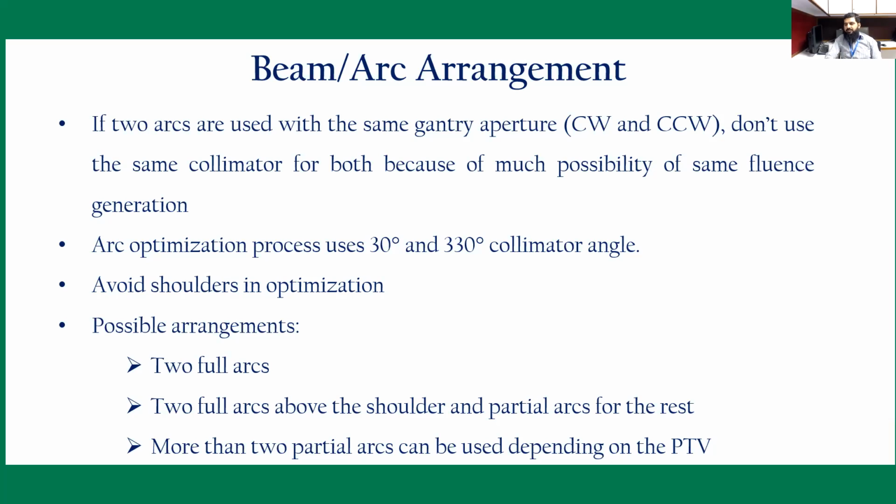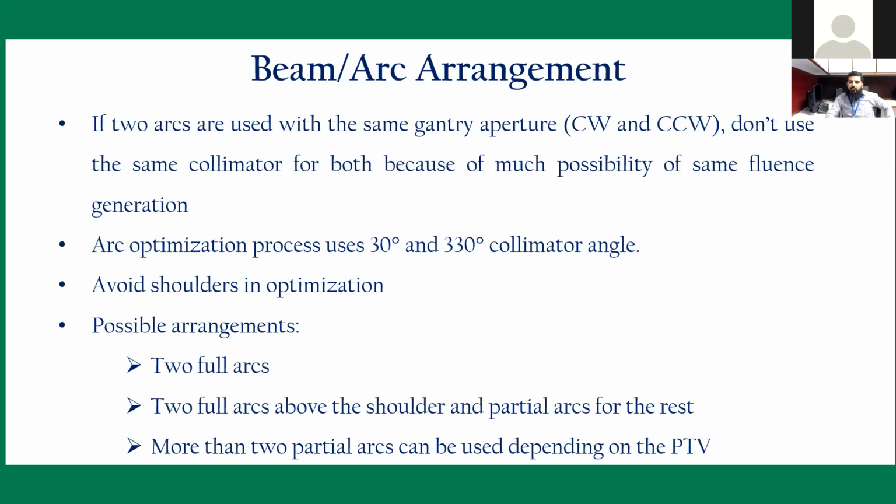In our version of Eclipse 15.6, when we go to the arc optimization process, by default we have collimator angles of 30 degrees and 330 degrees. According to the vendor, these angles are helpful because of the tongue and groove effect, and they help with the extra dose spillage from the MLCs.